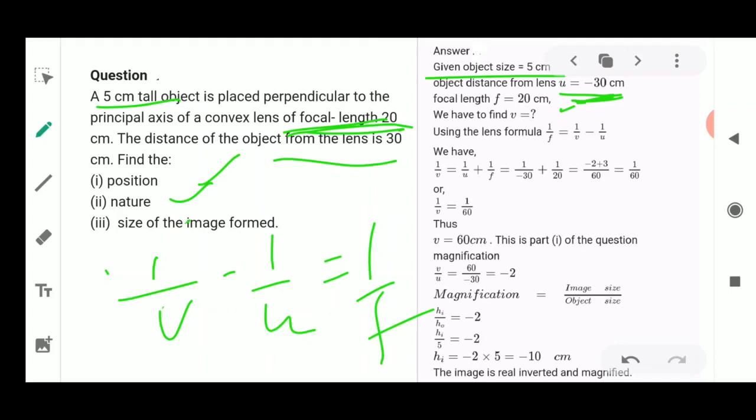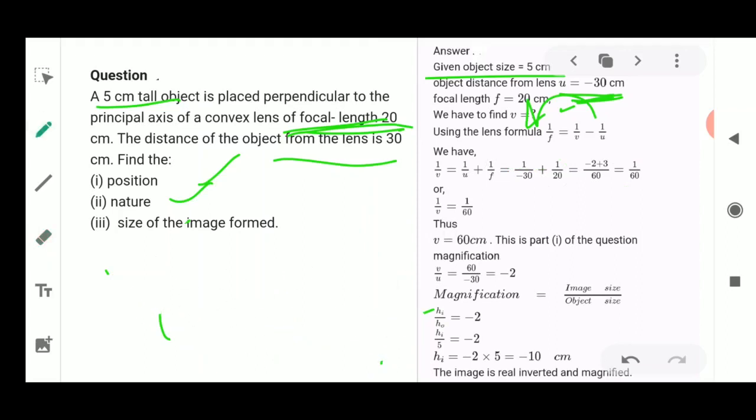Okay, so this is 1 by v. If we take this 1 by v outside, we are left only with 1 by f and 1 by u. The values provided here, you will substitute, and you will get 1 by minus 30 plus 1 by 20 is equal to what? You will take the LCM of 30 and 20, find the difference, and you will get the answer.